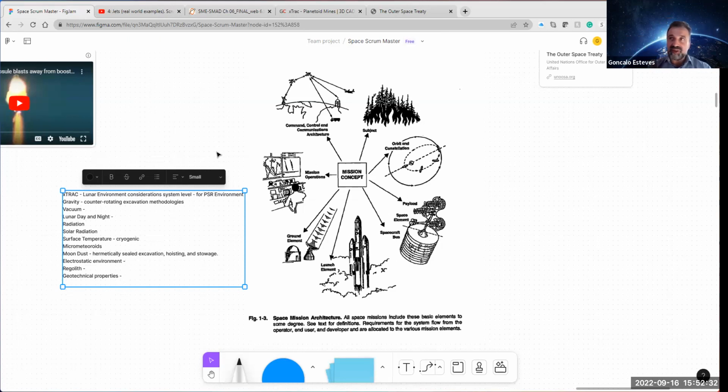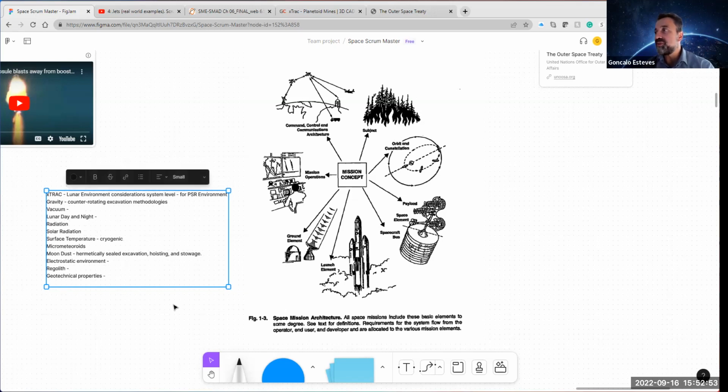Regolith. So this is the thing that I'm picking up. What are the characteristics and overall the geotechnical properties of the moon? Where are we traversing? What's the inclination of things? What kind of materials are we going to find? So really, really important. More requirements that influence the subject of your operation. That's where they will land.